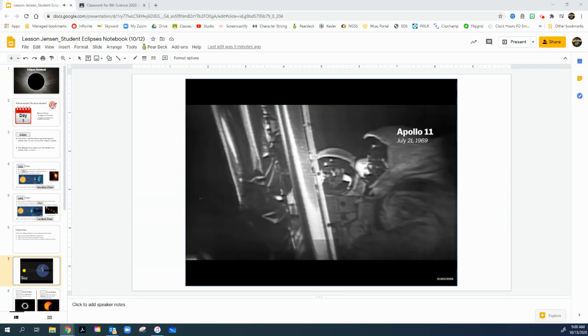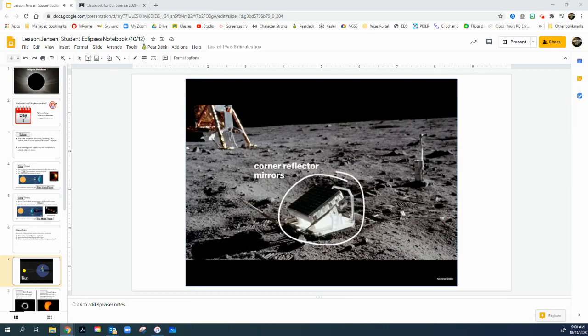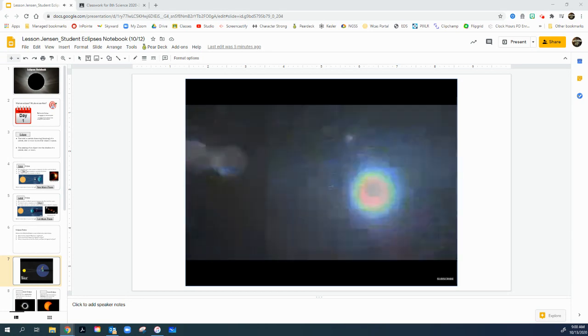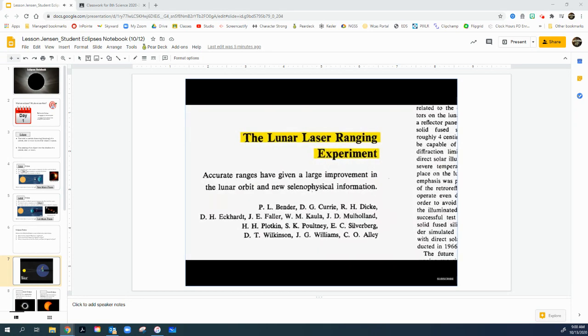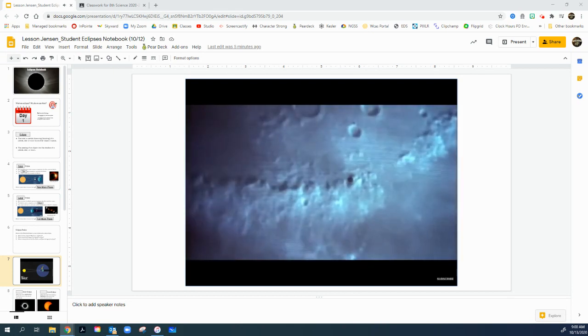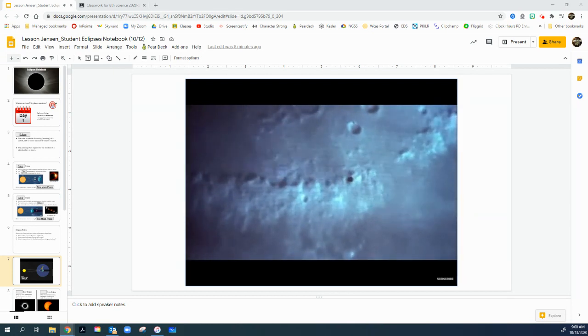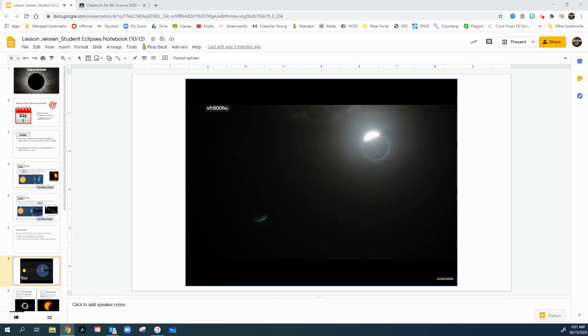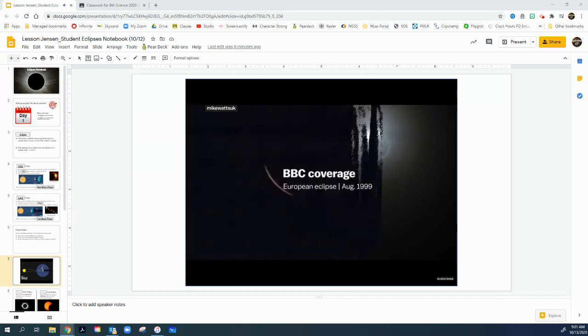We know that because Buzz Aldrin and Neil Armstrong left mirrors on the moon in 1969. Astronomers bounced lasers off those mirrors to measure the moon's distance, and that's how they found out that the moon is moving away from Earth by more than 3 centimeters per year. So in a billion years or so, whatever creatures live here will witness Earth's very last total solar eclipse.